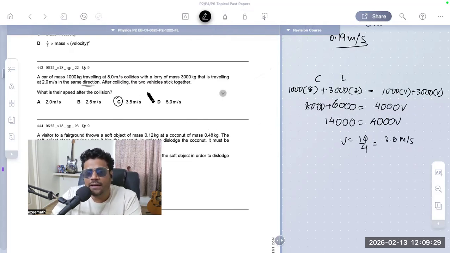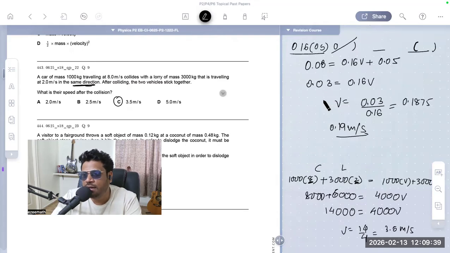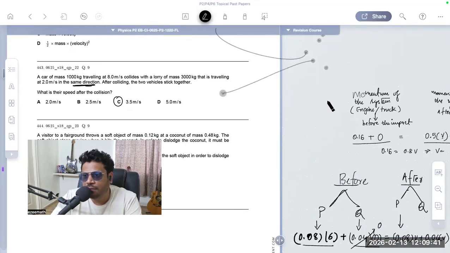The thing to pay attention to here is they're moving in the same direction, the lorry and the car. So if I put a +8 here, I want to put a plus 2 there. Okay, so that was another question. Let's look at another one now.